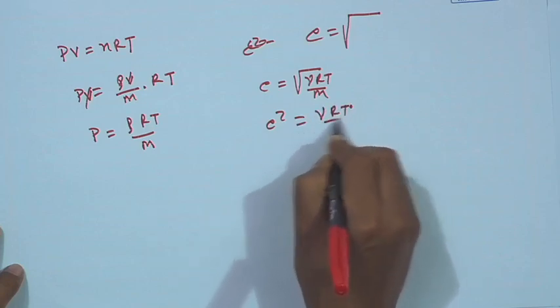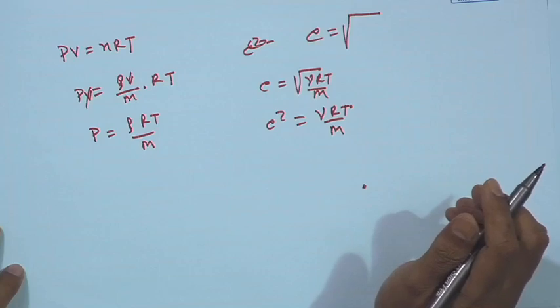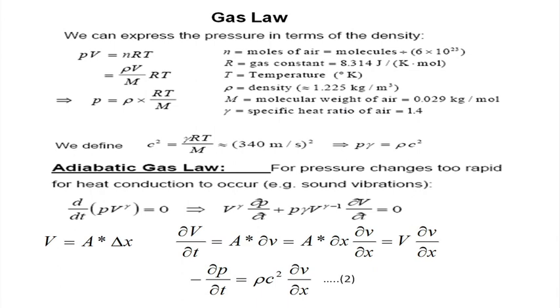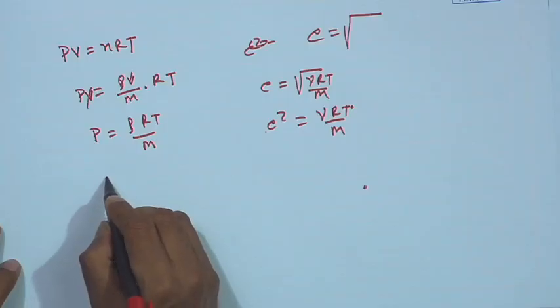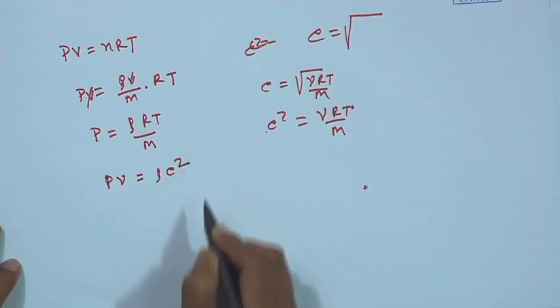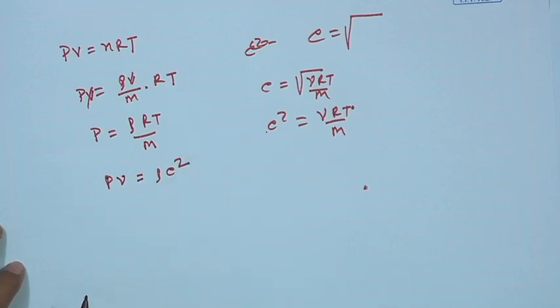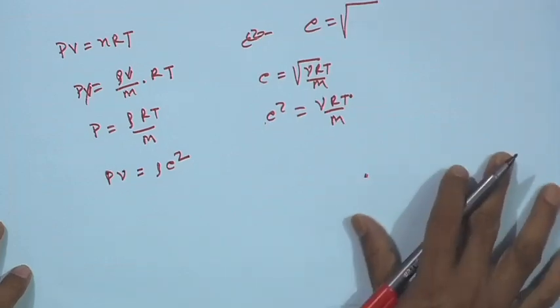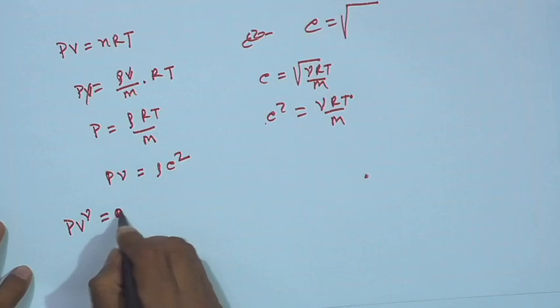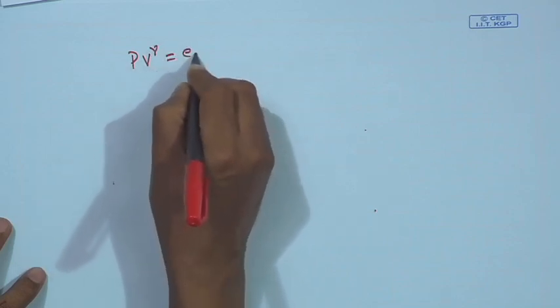Now, if c is equal to that, then I can say c squared is equal to gamma R T by m. What is gamma? Gamma is nothing but the specific heat ratio. So from here I can say that P into gamma is equal to rho into c squared. Another way I can say is P V to the power gamma is equal to constant.